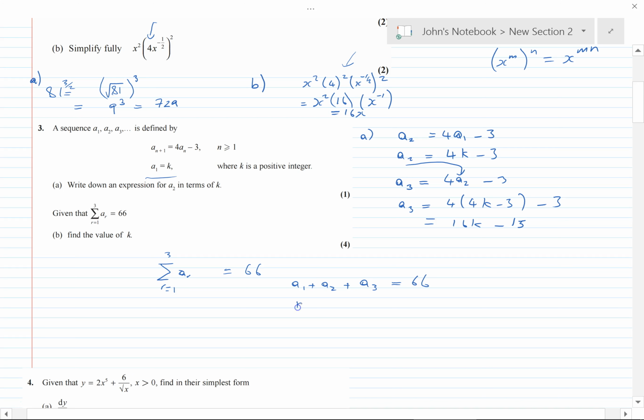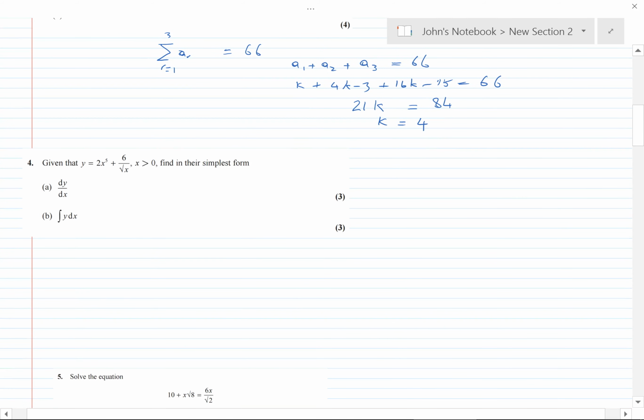So we've got A1, which is k, A2, which is 4k minus 3, and A3, which is 16k minus 15, which is equal to 66. So that gives me 21k. And the minus 3 and the minus 15 go to make minus 18. But take that over to the other side, that makes it 84. So that gives me k equals 4.